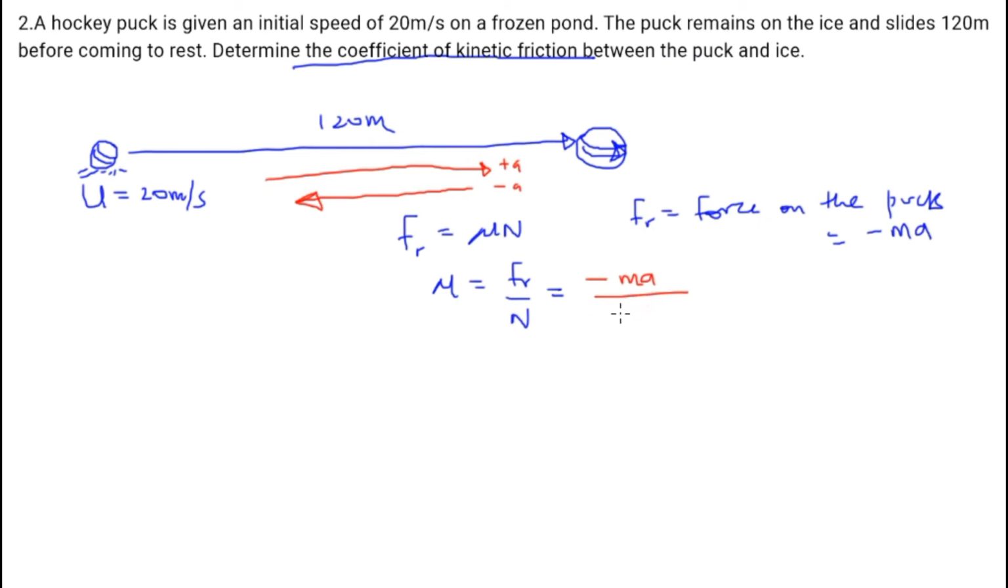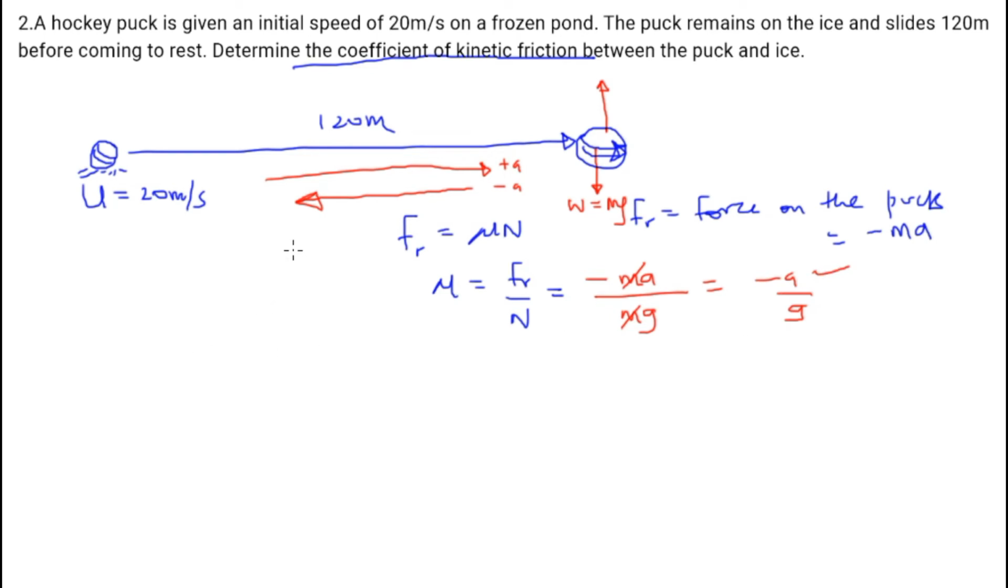Upon the normal reaction, the normal reaction is the force that the ice exerts on the object. So let's first of all see the force that the puck exerts on the ice, and that's supposed to be its weight, which equals mass times acceleration due to gravity. So it will be given as mass and acceleration due to gravity. We can cancel out the mass of the object so that we have minus a upon g. g is a constant, so we need to find an equation for a, which is the acceleration of the object.